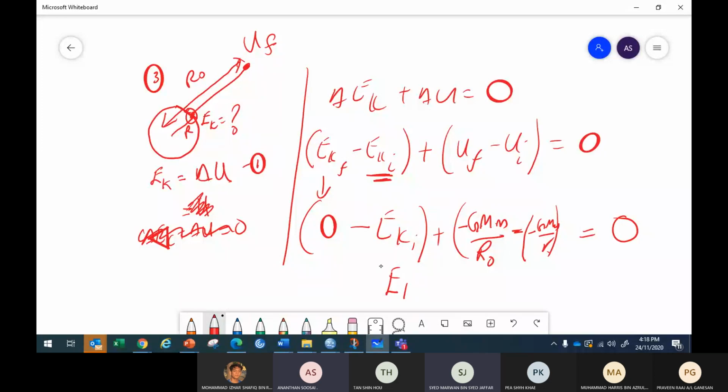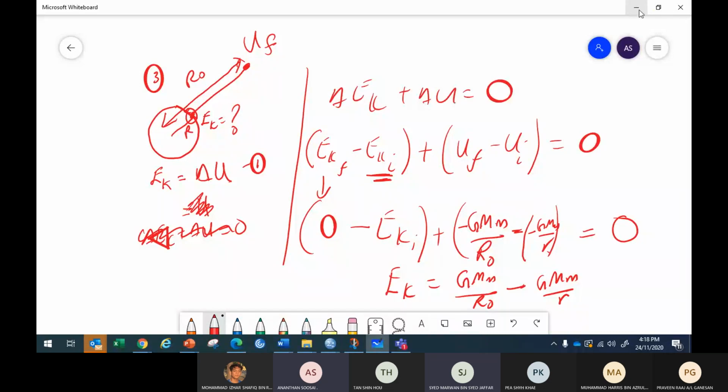So to get the answer, EK required is this minus this plus this. So final becomes GMm over R naught, plus, minus, minus GMm over R. That's a mistake. Minus plus goes there, this becomes plus. Final potential, sorry, this is the final. Final potential minus the initial potential. Yeah, correct. So this should be the answer.